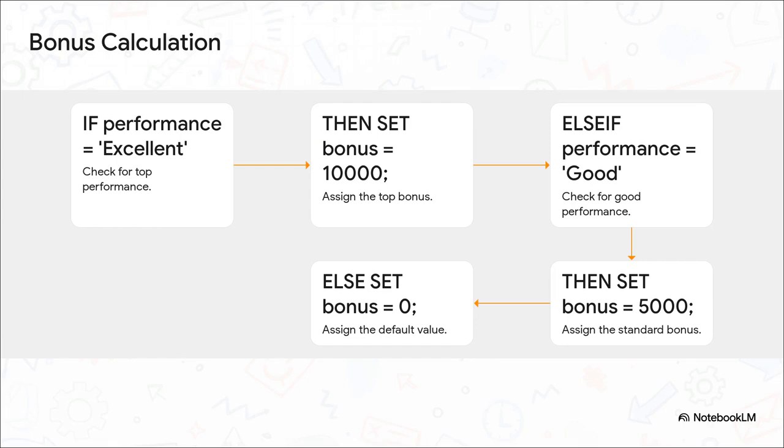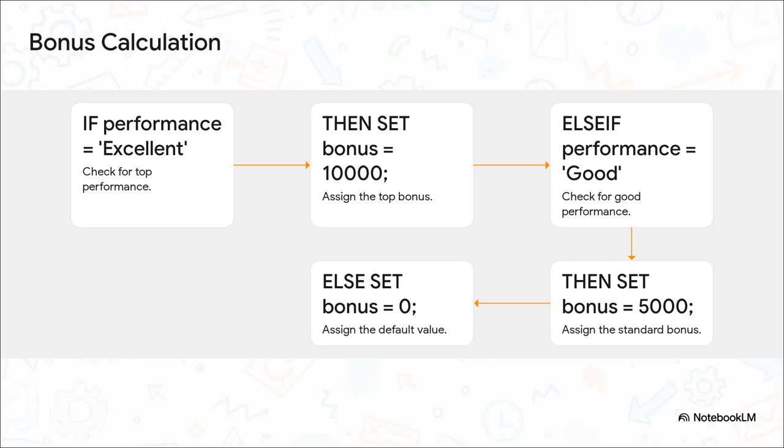And here's where we put those tools to work. The classic IF-THEN-ELSE structure is just perfect for creating a decision path. It checks a condition. If it's true, it does one thing. If not, it can check another condition with ELSEIF, or it can just fall back to a default action with ELSE.